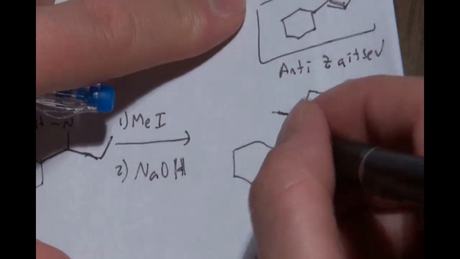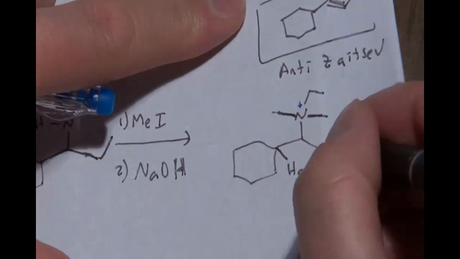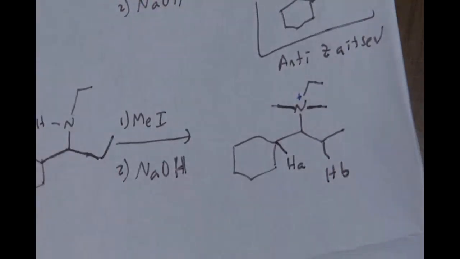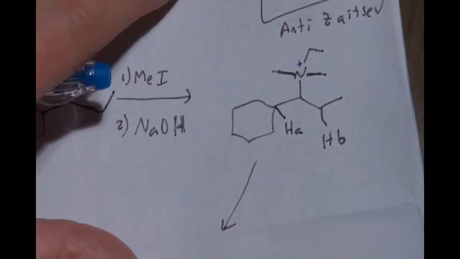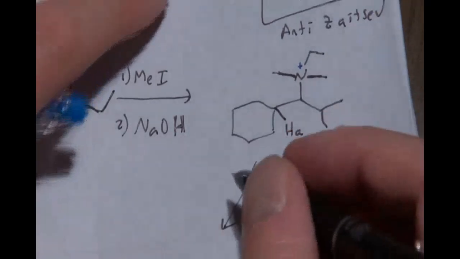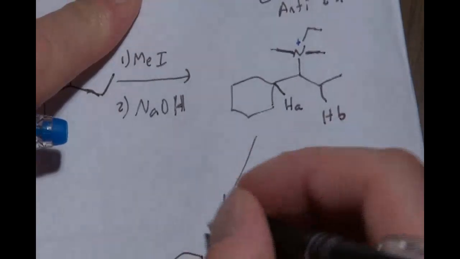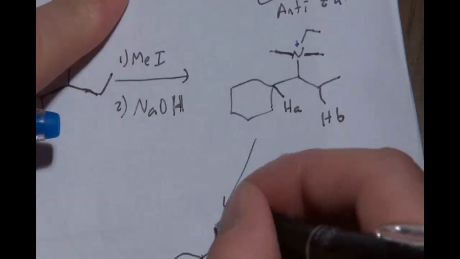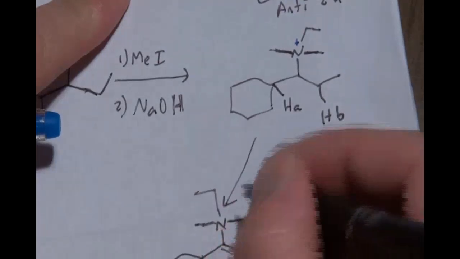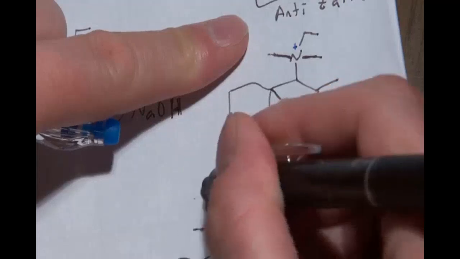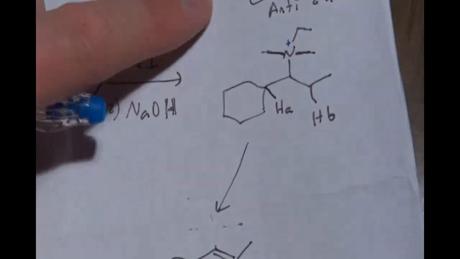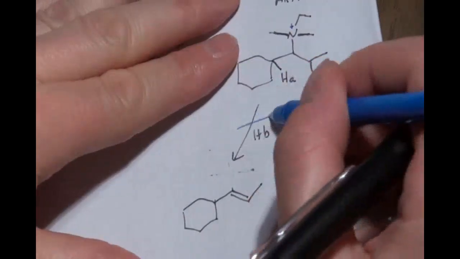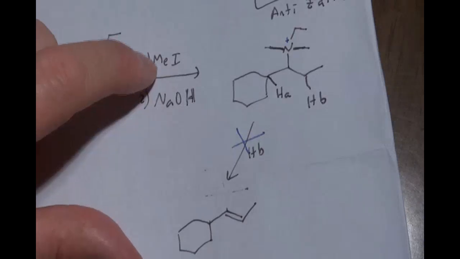What are my protons? Well, there's one called HA. There is HB, okay? And which one of those gives rise to the product? Well, between HA and HB, it looks like not HA, because that would be Zaitsev. Maybe it'd be HB to give the elimination product. Sorry. With HB, you'd get this elimination, but it's actually not HB, nor is it HA. It's a different H. What's a different H?